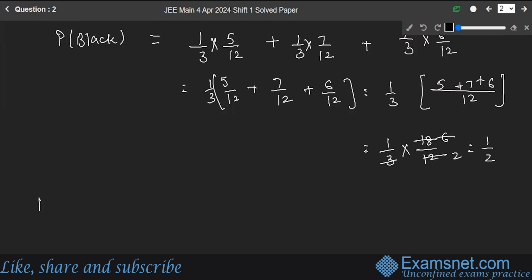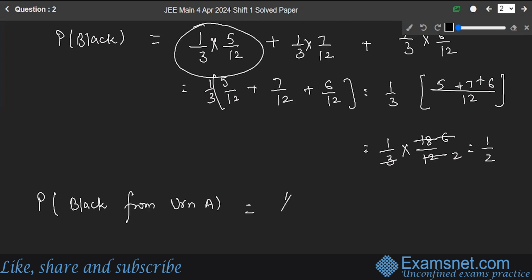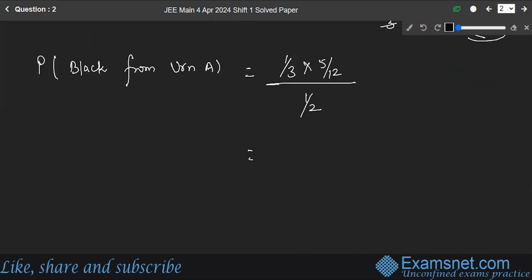Now, you have to find out the probability of choosing a black ball from urn A. That is the number of favorable cases. What are the number of favorable cases from urn A? This is the one, 1 by 3 multiplied by 5 by 12, divided by the total probability of choosing a black ball. Okay, so this is 1 by 3 multiplied by 5 by 12 divided by 1 by 2.